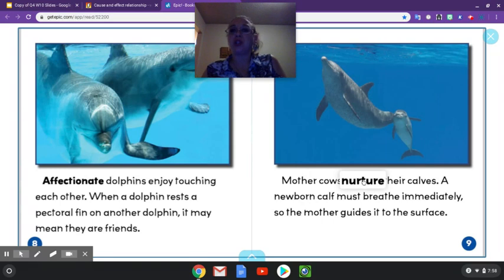Mother cows nurture their calves. A newborn calf must breathe immediately, so the mother guides it to the surface. So we have the mother cow and her calf, and you can see it was probably born just recently and it needs to be guided to the surface to know where to breathe.